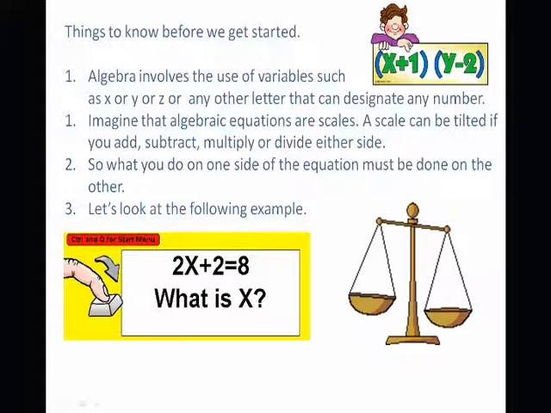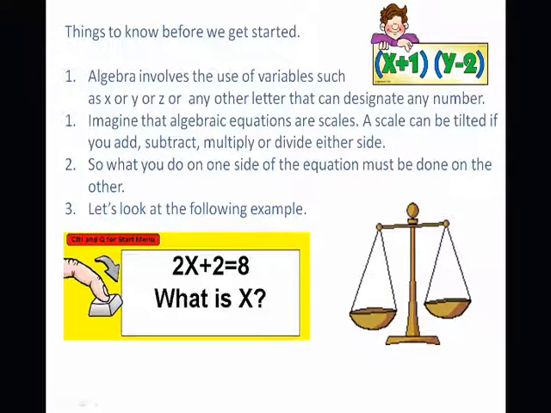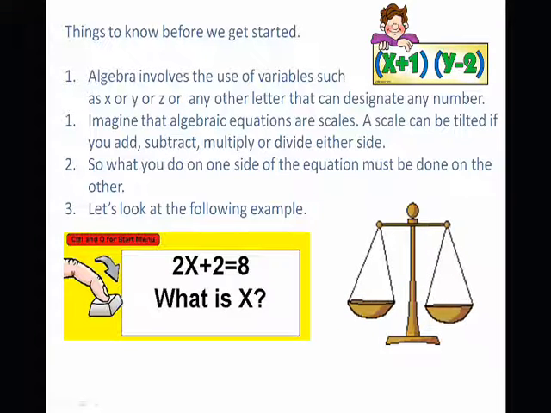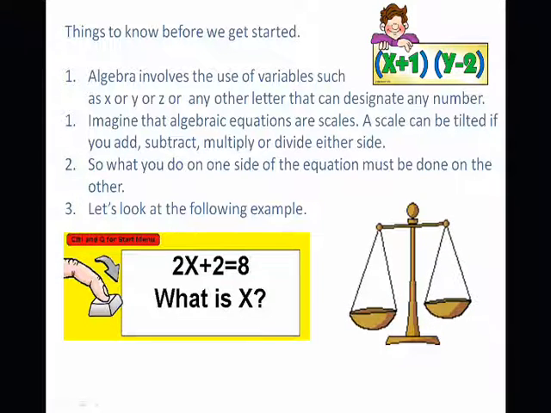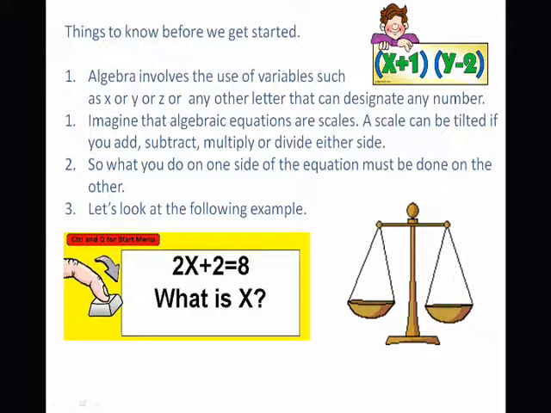A scale can be tilted if you add, subtract, multiply, or divide either side. So what you do on one side of the equation must be done on the other. Let's take a look at the following example. 2x plus 2 is equal to 8. What is the value of x?